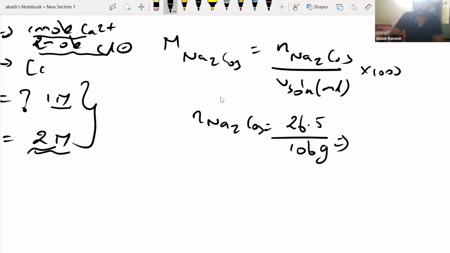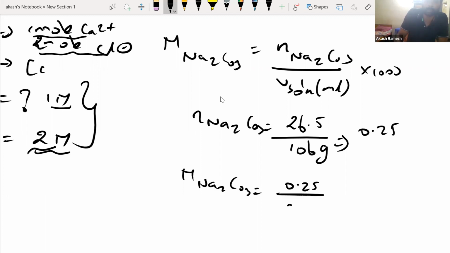And this is how much? 1 by 4, sir. 0.25. Okay, fine. So this is 0.25. Now we will substitute it. The molarity of Na2CO3 would be 0.25 divided by the total volume, 250 into 1000. Now 250 and 1000 become 4 times. So the molarity of the whole Na2CO3 is 1 M. That's it.